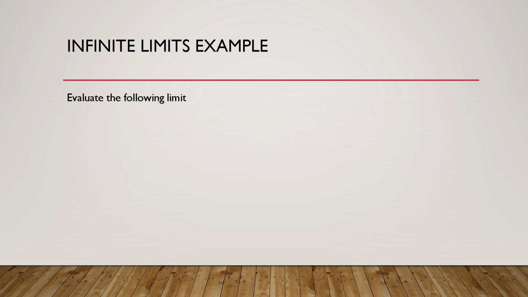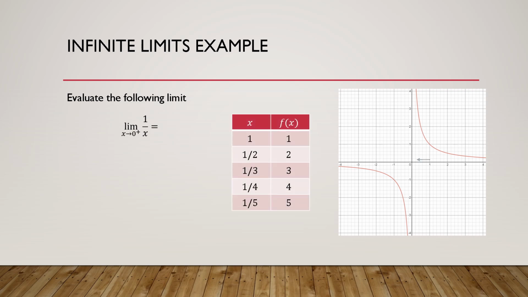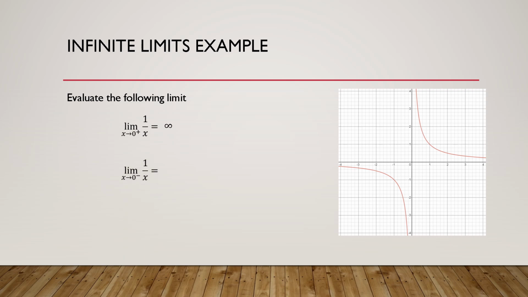As an example, let's evaluate the limit of 1 over x as x approaches 0 from the right. If we observe the graph of 1 over x, we can see that the graph does not intersect the y-axis. By charting given values as x gets closer to 0, we see that f of x gets much larger, so the limit is infinity.